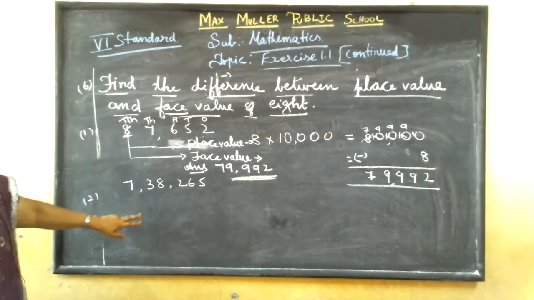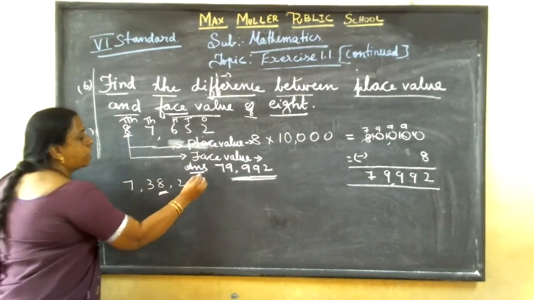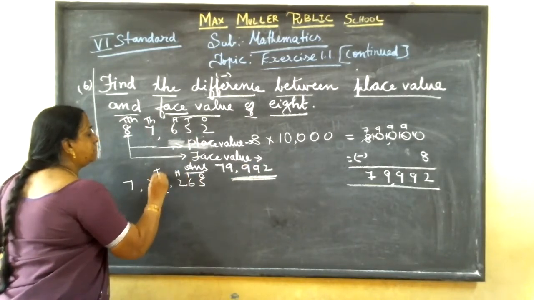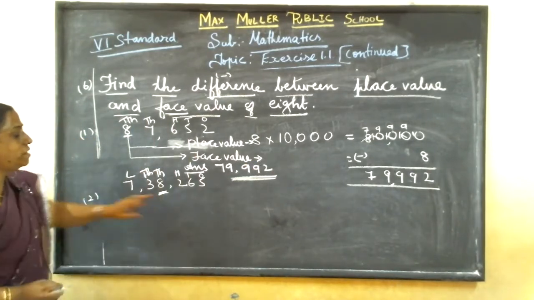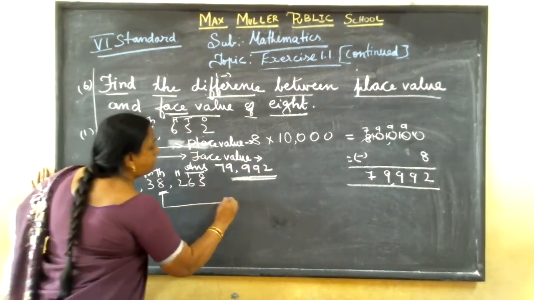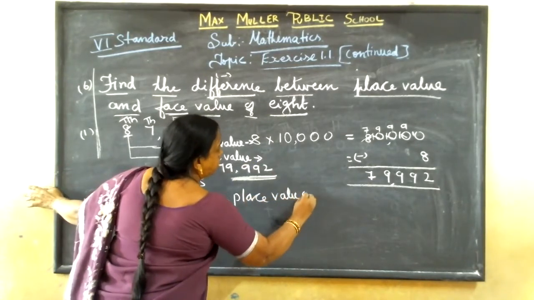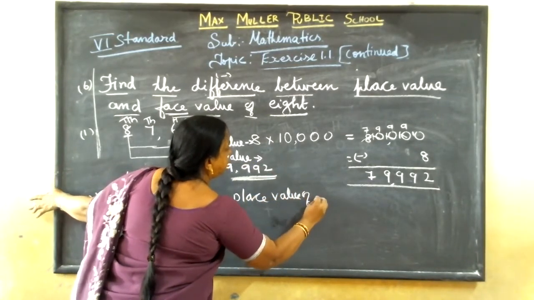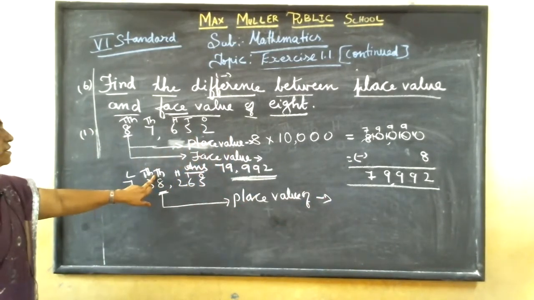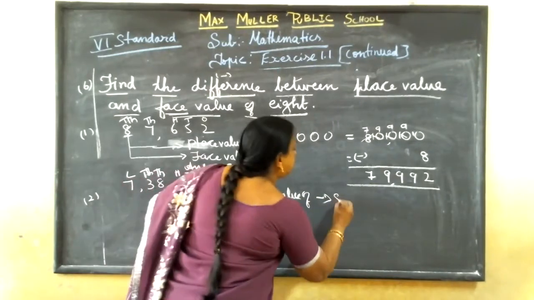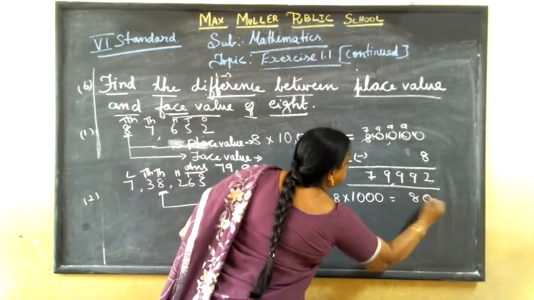Now one more sum of the same type I will do. See here, 8 is in which place? Ones, tens, hundreds, thousands, ten thousands, lakh. Now we want only 8. So place value of 8: 8 is in the thousands place. So 8 into 1000 gives 8000.